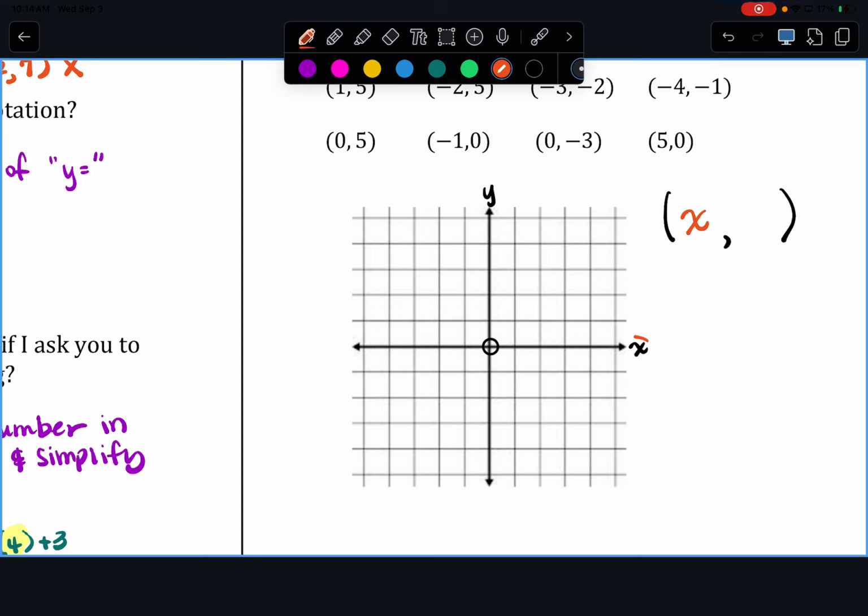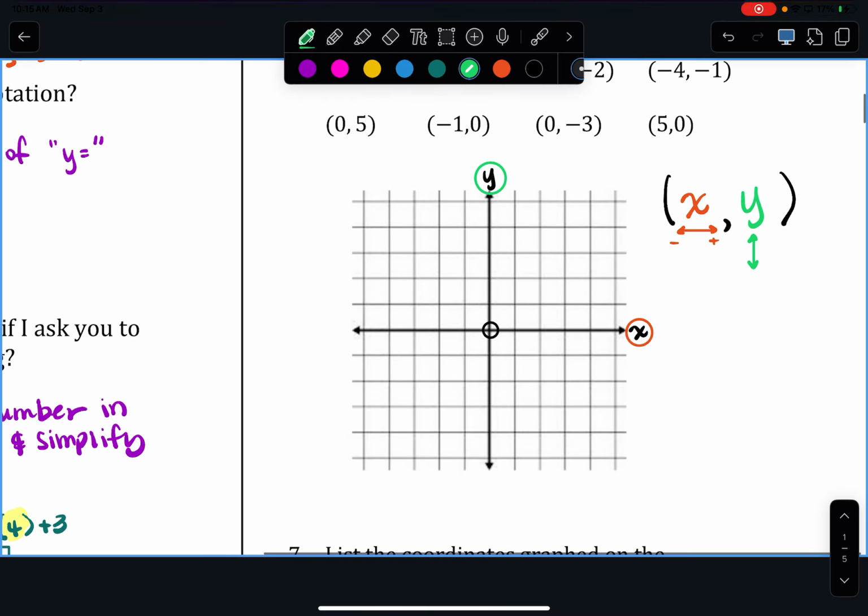So X tells you whether you're moving left or right from the origin. And then the Y is telling you whether you're moving up or down from that position, right? And so that's the Y, that's the vertical movement, right? So for your horizontal movement, you move right if it's positive, left if it's negative. Then you apply the Y coordinate, you move up if it's positive and down if it's negative, okay?